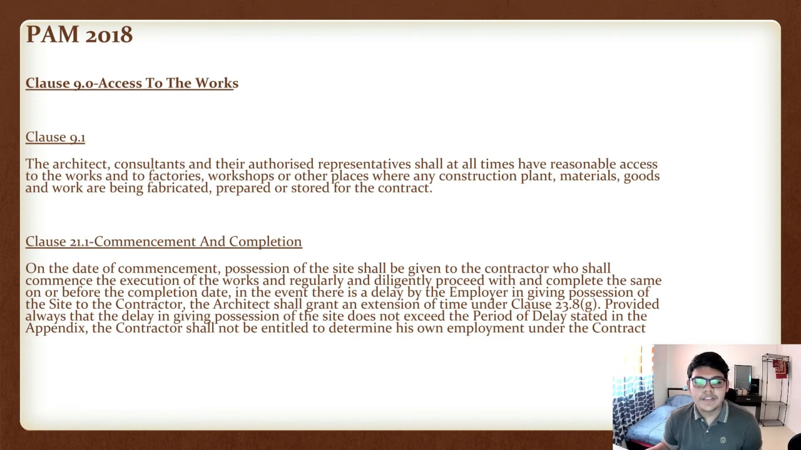In the event there is a delay by the employer in giving possession of the site to the contractor, the architect shall grant an extension of time under clause 23.8g, provided always that the delay in giving possession of the site does not exceed the period of the delay stated in the appendix. The contractor shall not be entitled to determine his own employment under the contract.